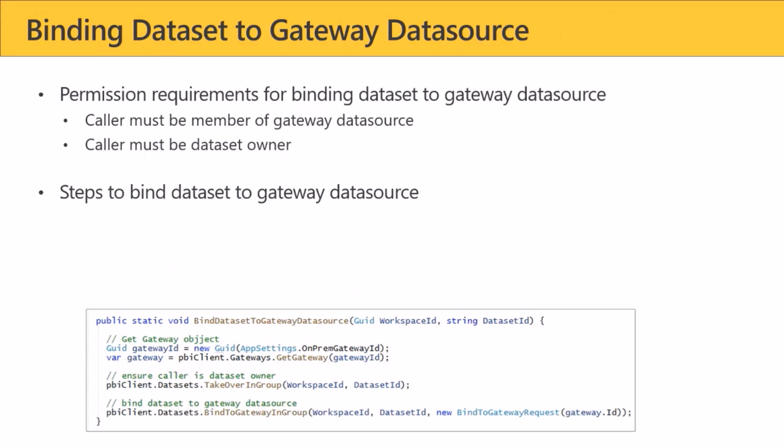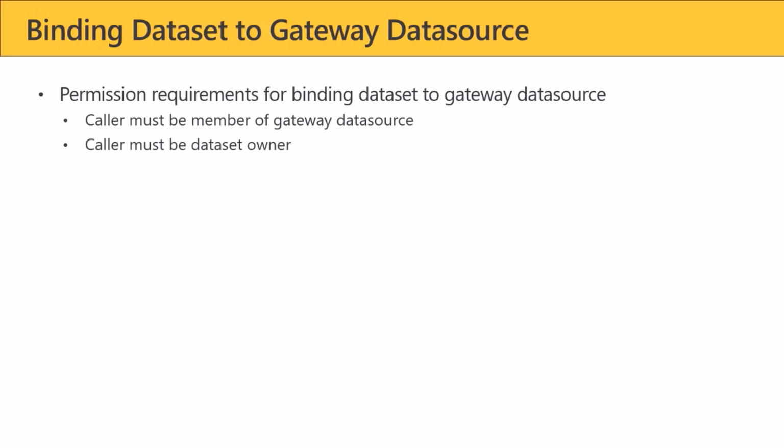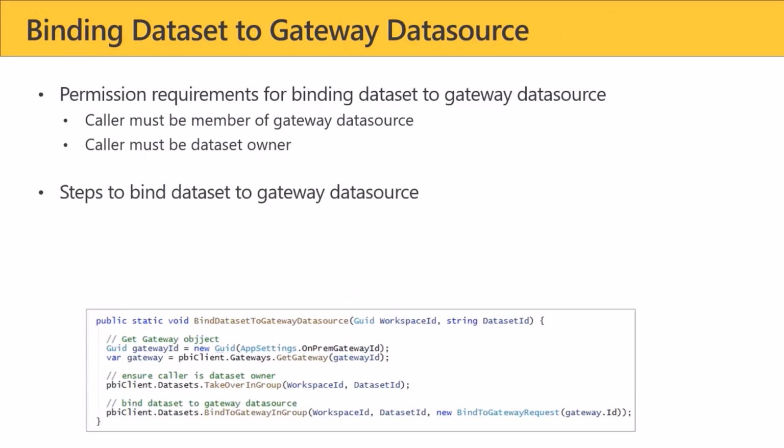is the steps to bind to a gateway data source. Let's not gloss over the first bullets. In order to do this, there is a data source in the gateway, and there is a data set that you want to bind to that data source. So you have to be a member of the gateway data source, and you have to be the owner of the data set. Once you've done that, you're going to create a bind to gateway request.